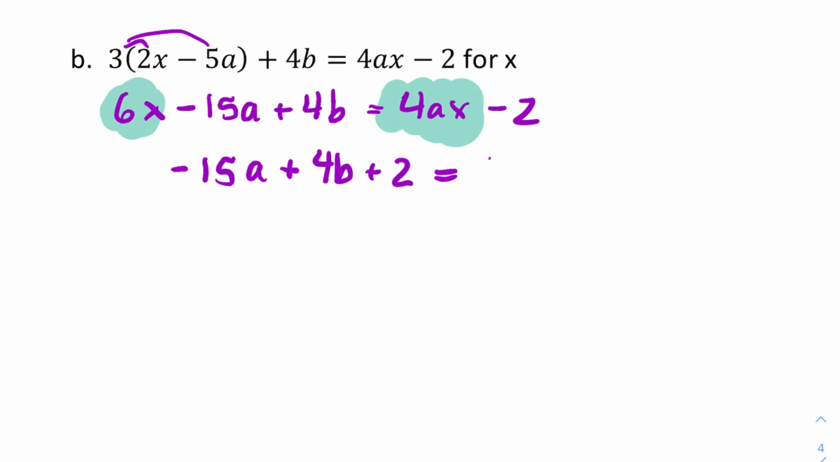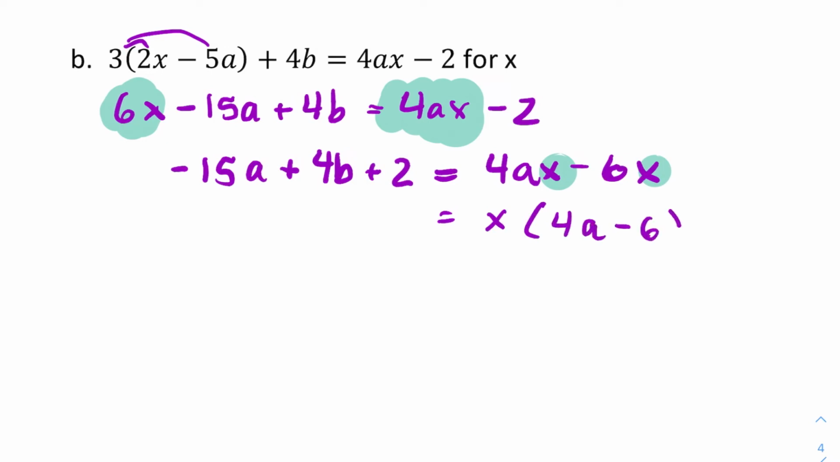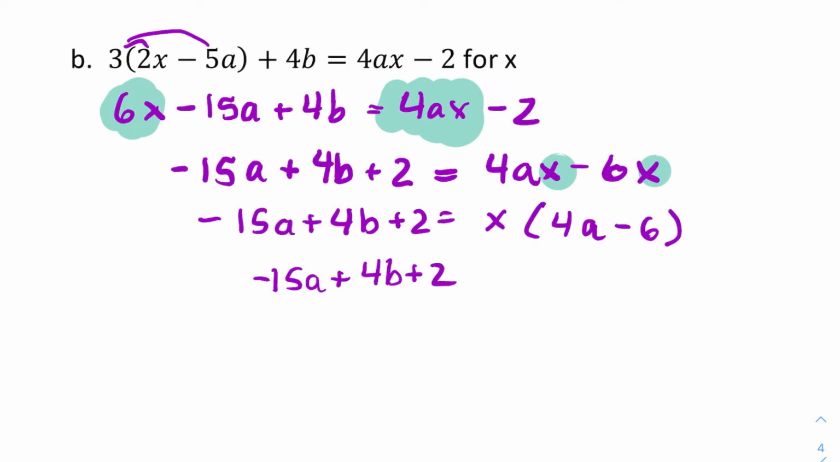So I'll end up with 4ax minus 6x on the right, and negative 15a plus 4ab plus 2 on the left. Okay, now I'm in the case where I was before, where my variable I'm solving for is in 2 terms. So let's factor that x out, which leaves me with 4a minus 6. And then if I divide both sides of my equation by 4a minus 6, I'm going to have x by itself. So it's not going to be the prettiest solution in the world, but life's not always pretty. So you end up with x equals that expression.